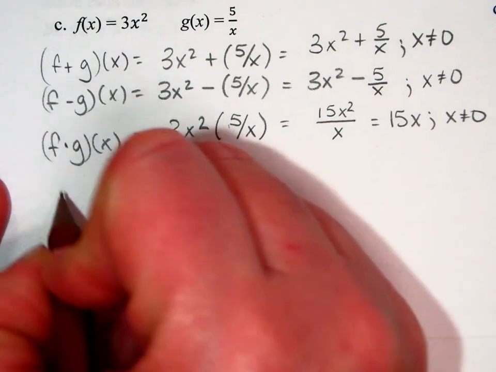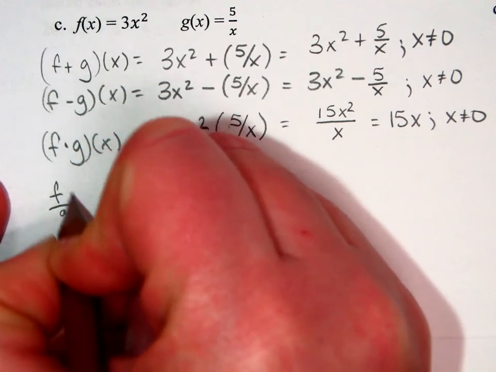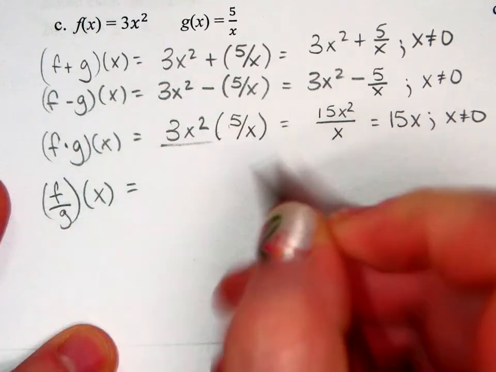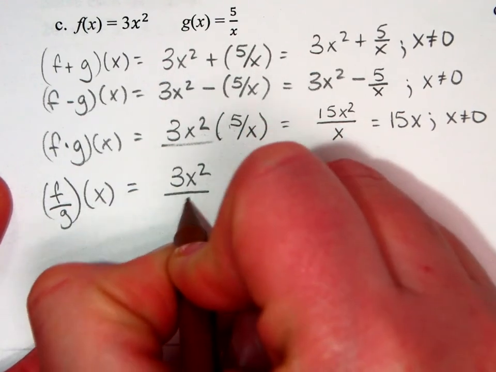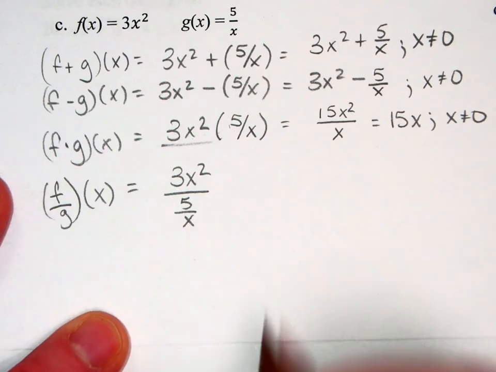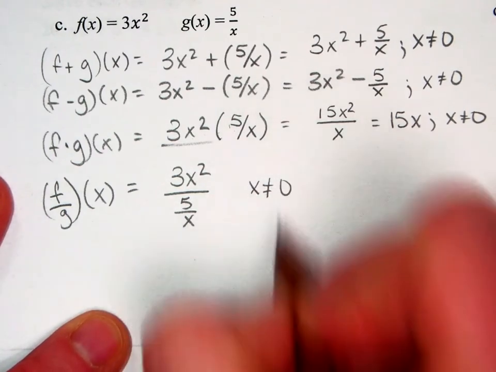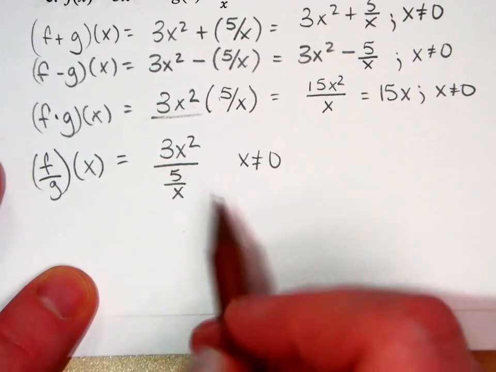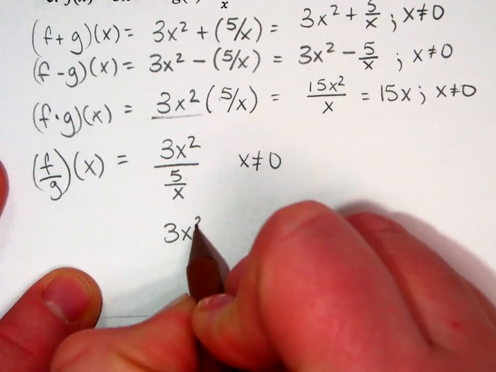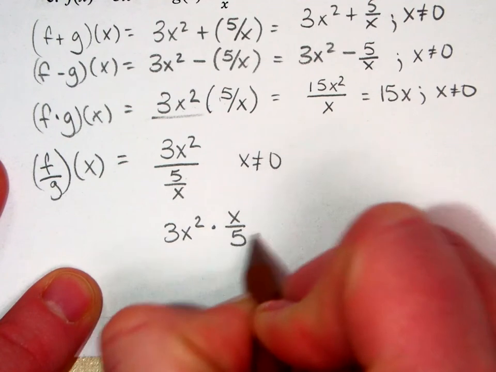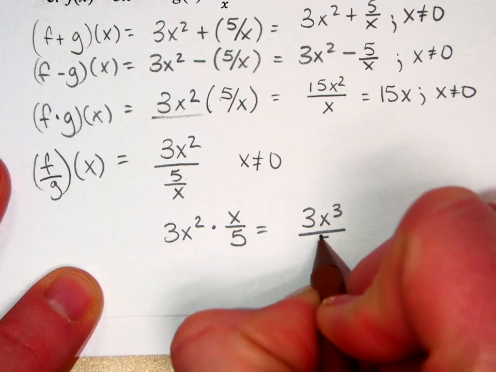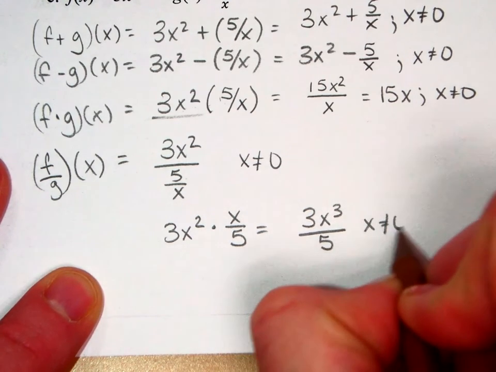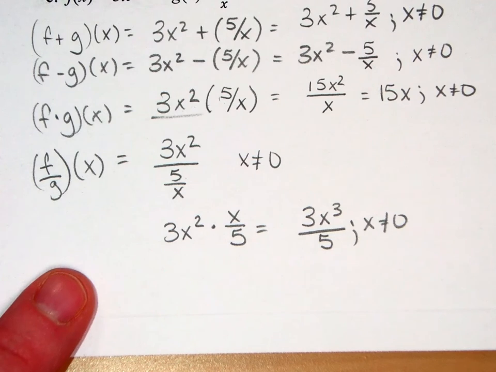So, division. Three x squared divided by 5 over x. X cannot equal 0. This should be simplified, so if I divide a fraction, this becomes 3x squared times x over 5, which goes to 3x cubed over 5, but x can still not equal 0 because in the original function of 5 divided by x, you could not pick the answer of 0.